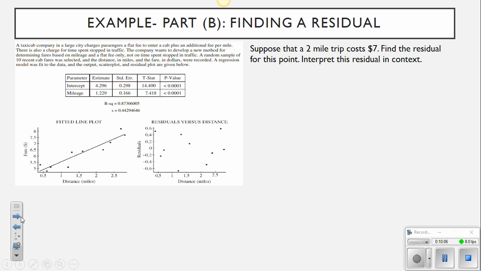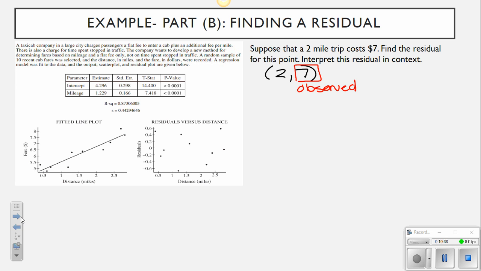Finding a residual. Same problem, part B, says suppose that a 2-mile trip costs $7. Find the residual for this point and interpret the residual in context. All right, so what are they giving you here? They're giving you the point (2, 7). What do we know about $7? This is going to be our observed value, correct?